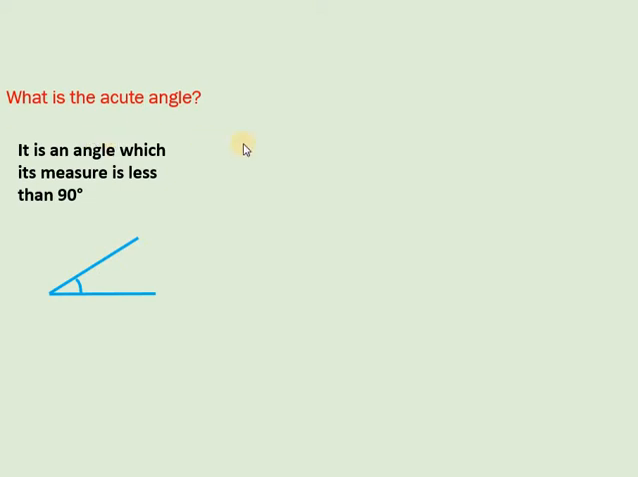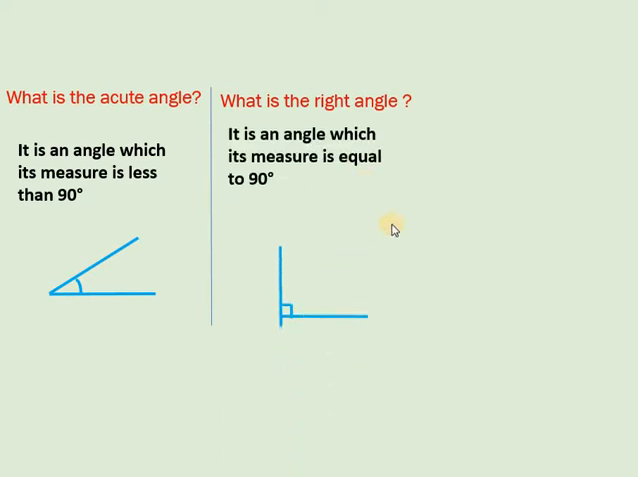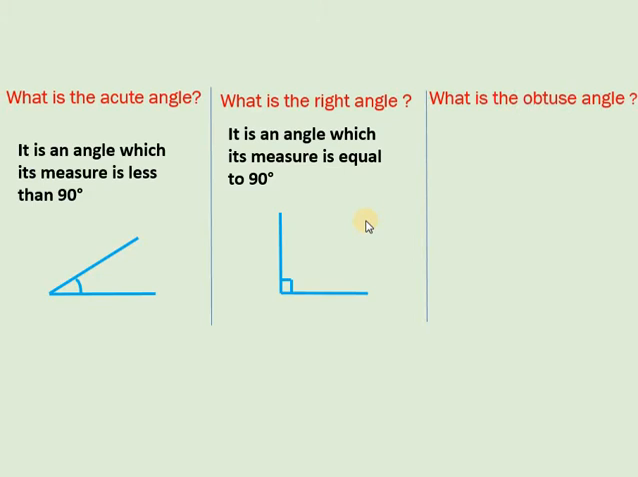Okay, what is the acute angle? It's an angle whose measure is less than 90. And what is the right angle? It's an angle whose measure equals 90. And what is the obtuse angle? The obtuse angle is more than 90. Okay.